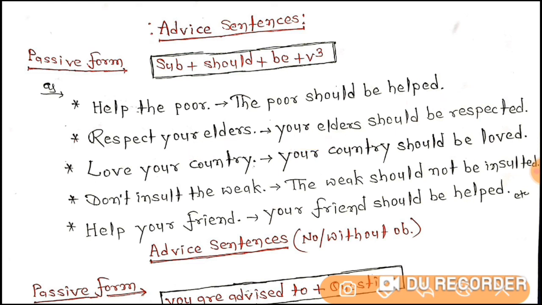Now let's see ahead. The next example is love your country. To love whom? Your country. So your country should be loved. I hope you are getting it. Next example is what? Don't insult the weak. So here the weak should not be insulted. Clear, students? Now let's understand the last example. Help your friend. So your friend should be helped.